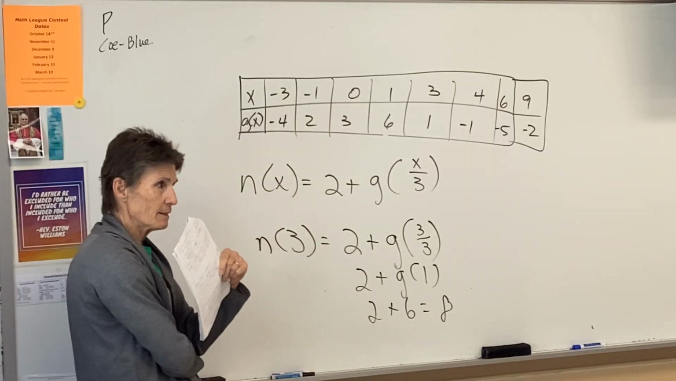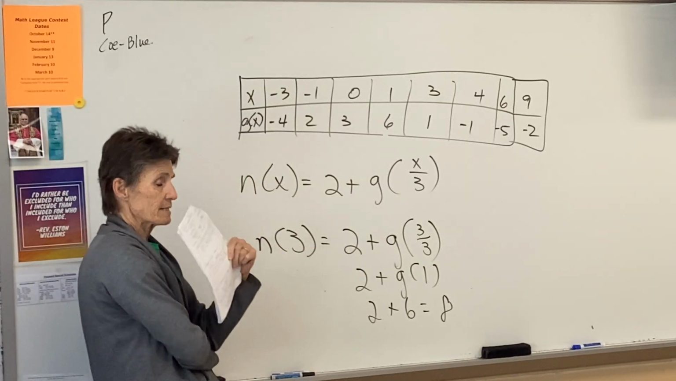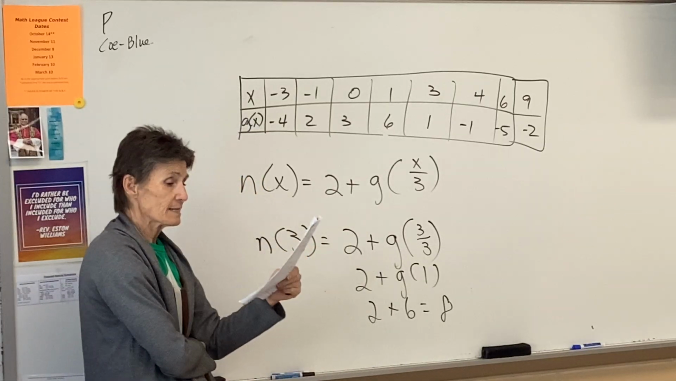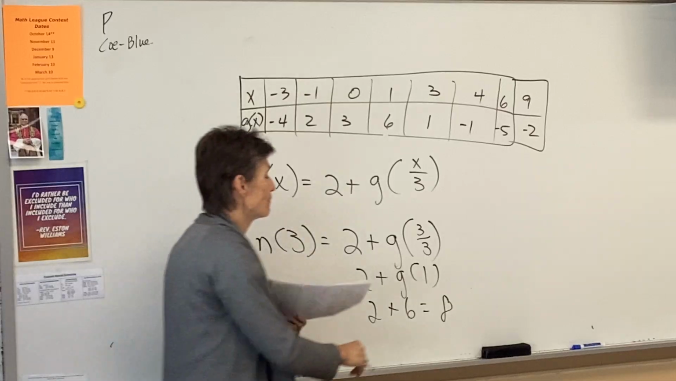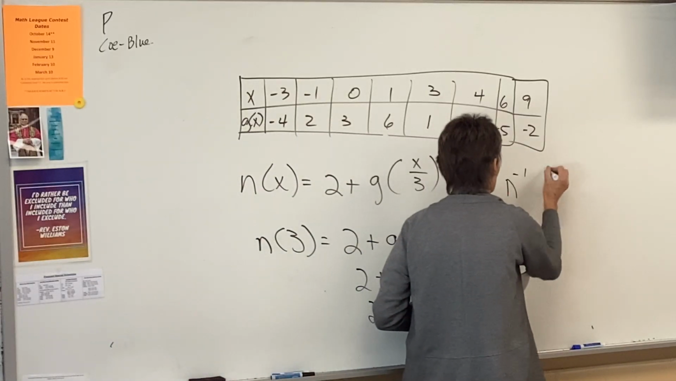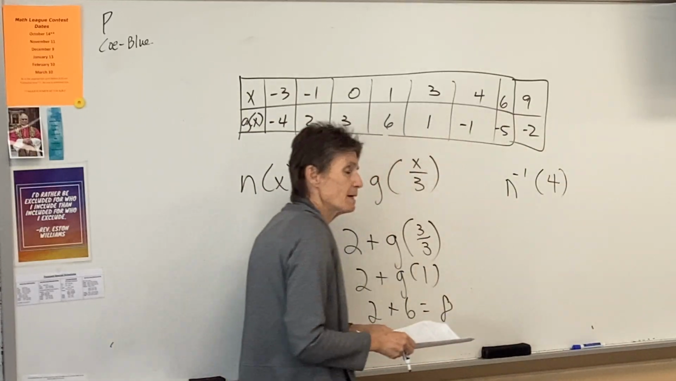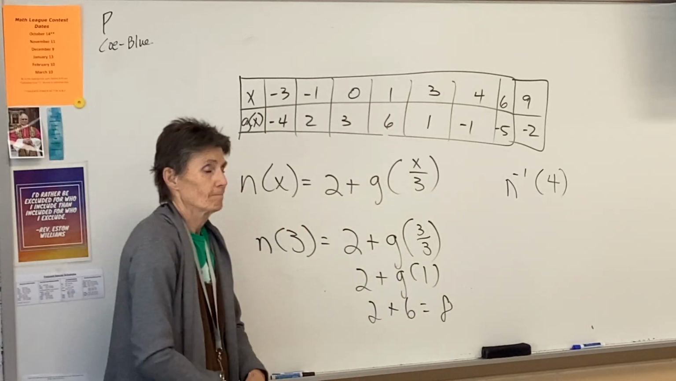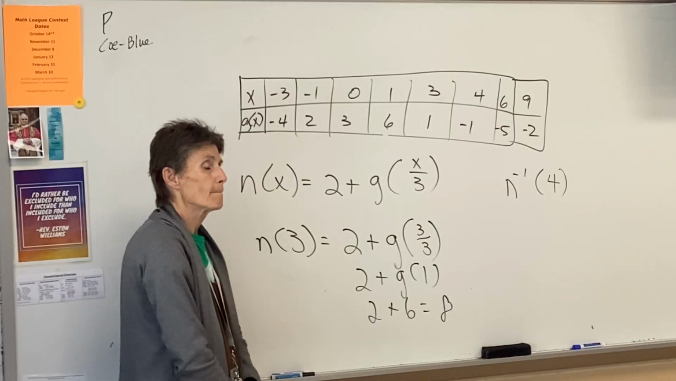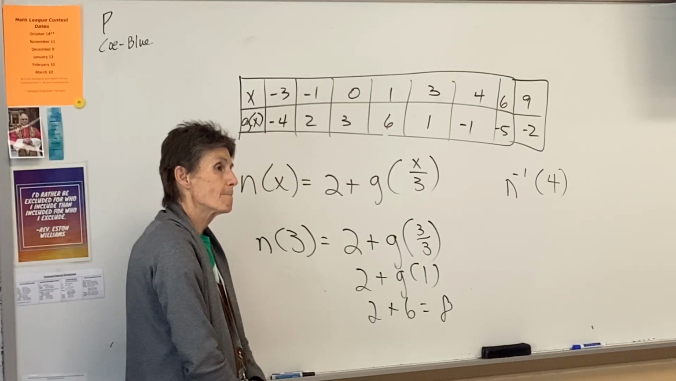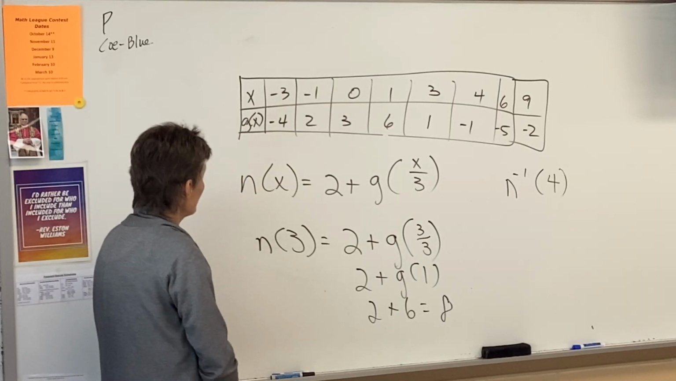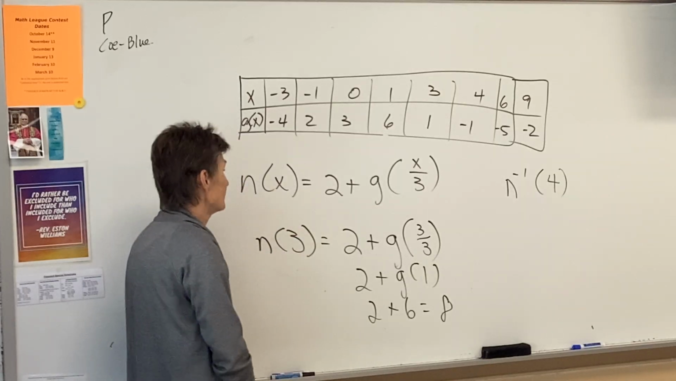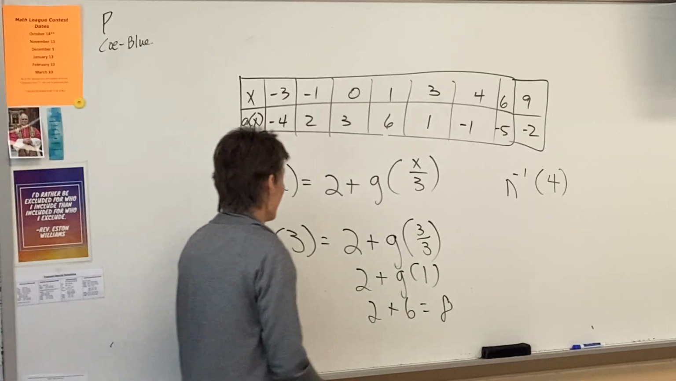Now C is a little different, because C doesn't say find n of 4. C says find an inverse of 4. All right, let's hear some ideas. Charlie: We could plug 4 into the original equation. Plug 4, like into here? Yes. Okay. Oh, wait, never mind.